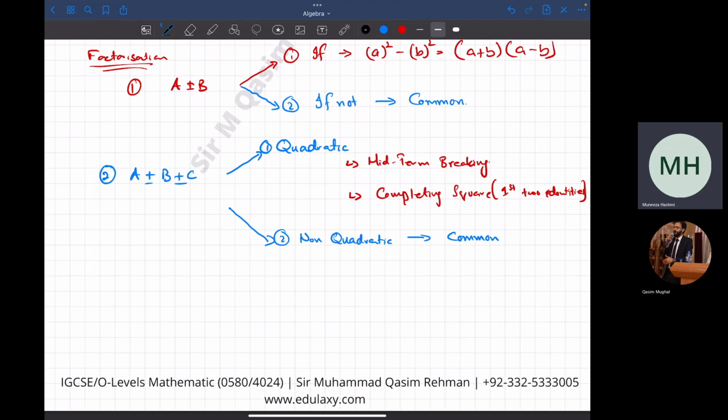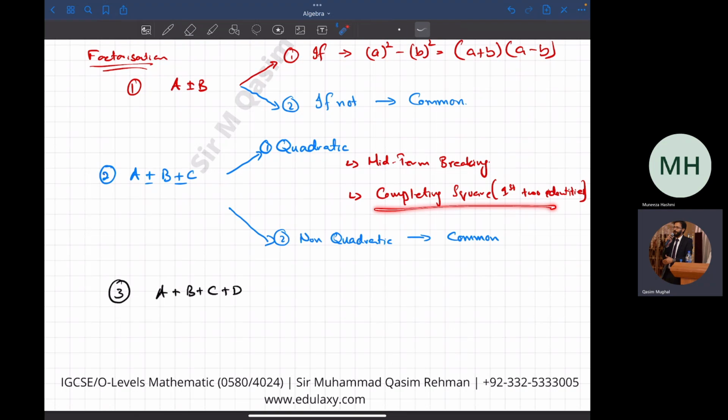Sir, could you solve one for completing the square? I know how to do it, but somehow I'm not able to get it right. Yeah, we'll do it. Okay, we will do it.